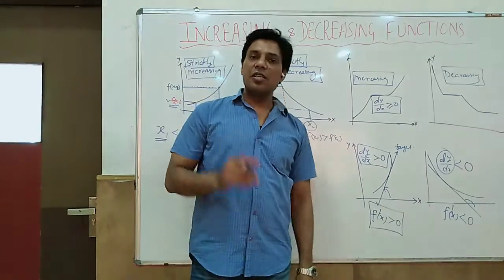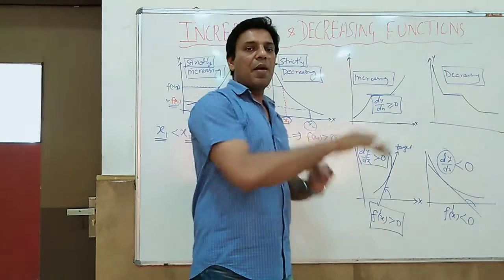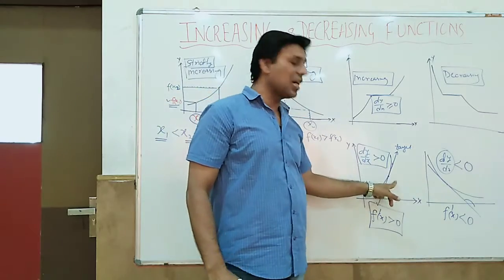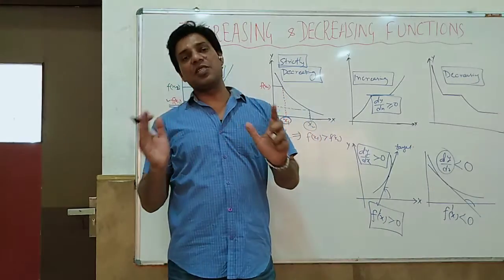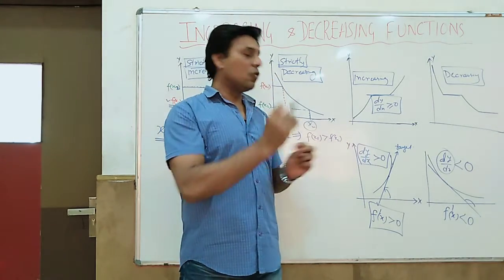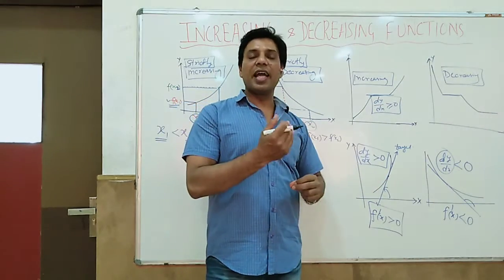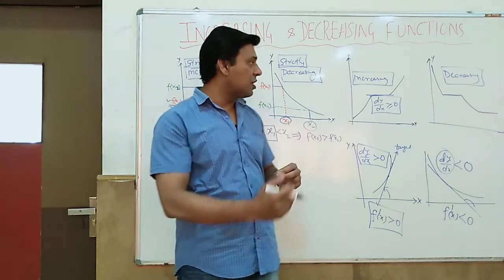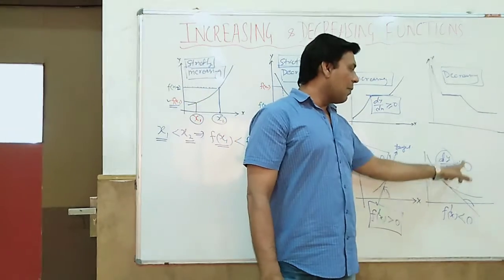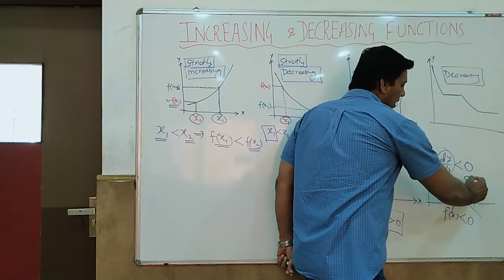So I have included 0 also, because on some portion the tangent becomes parallel to the x-axis, that is dy upon dx equal to 0. But in such a curve, dy upon dx will never be 0. It means dy upon dx will be strictly greater than 0, then it is strictly increasing. And if dy upon dx is non-negative, that is greater than 0 or equal to 0, then this function is only increasing. Similarly, if dy upon dx is strictly less than 0, then this function is strictly decreasing.